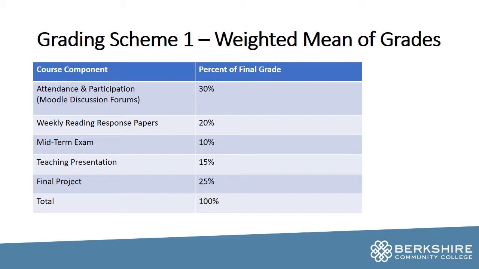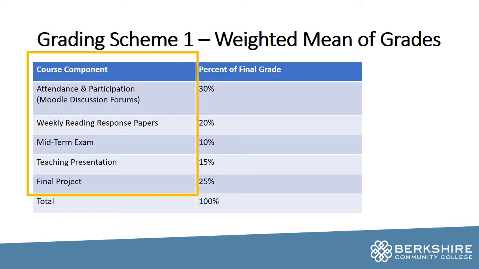What I have here is just an example, and this is the most common grading scheme I see, which is using percentages to represent weights of items in the course. So when we're looking at this grading scheme, I know that in Moodle, I'm going to need a gradebook that is set to weighted mean of grades, and I'll show you that in just a moment. And here's what I'm looking at.